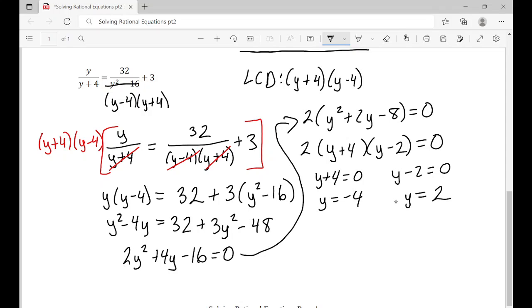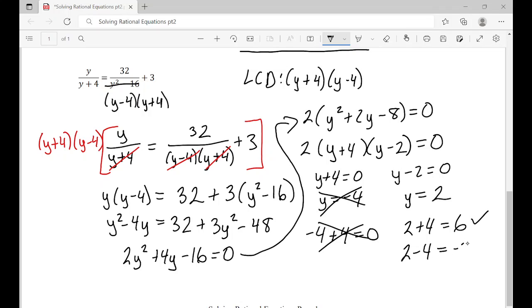But again, we need to check to see if it's good. Negative 4, if I plug it right here, I would get negative 4 plus 4 equaling 0. And that is something I cannot have. So negative 4 cannot be a solution. 2, on the other hand, I can do 2 plus 4, which will give me 6, which is a-okay. And I can do 2 minus 4, which will give me negative 2. Don't like negatives, but I don't care. It's not 0, so I'm happy. So since 2 checks out in both instances, my solution is just 2.